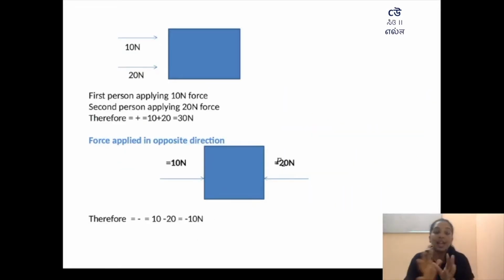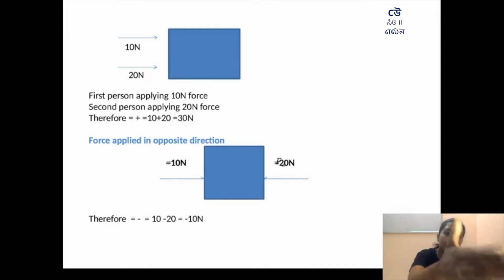For example, I have displayed a block, and there are two forces acting on it. One is 10 Newton and the other is 20 Newton. Both forces are acting in the same direction. Like for example, imagine there is a box. You and your sister want to push that box, and you both are pushing that box in the same direction, but one of you is applying more force, and the other is applying less force. What happens, the box will move in the direction in which you wanted to move that box. That means the force which you both are applying will add on.